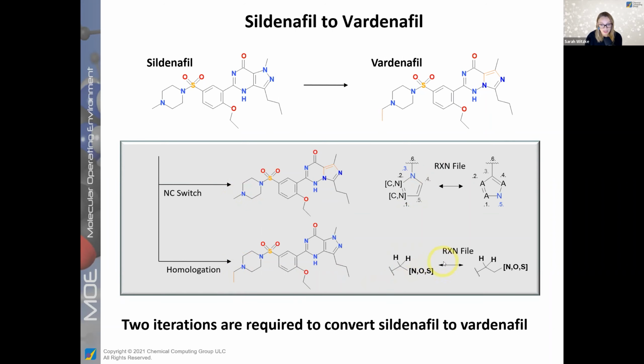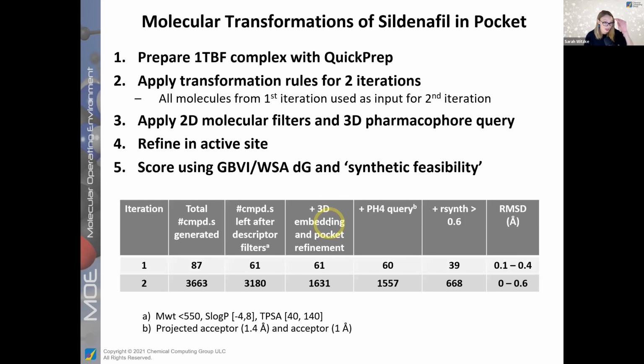And that will be that reaction file with the heteroatoms that I showed you before. So one methylene unit, then I can insert another methylene unit. So all in all, if we want to reach vardenafil, we need to allow what we call two iterations. So to do one step and then the other step. So the calculation we set up was as follows.